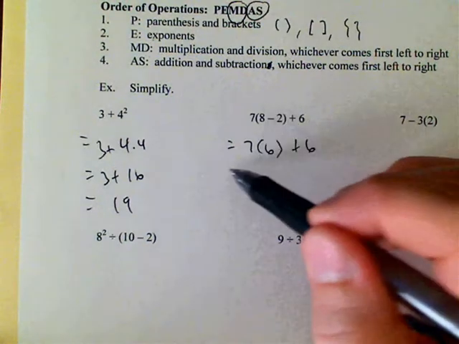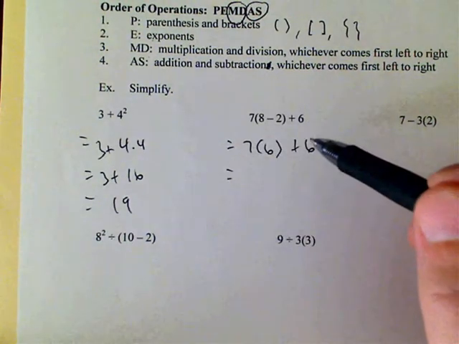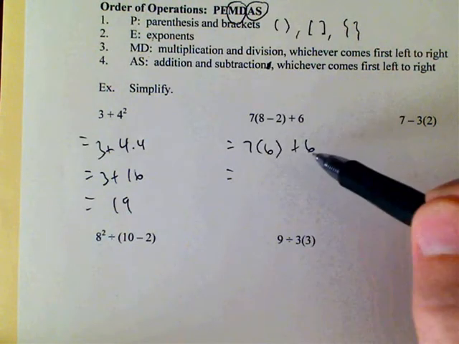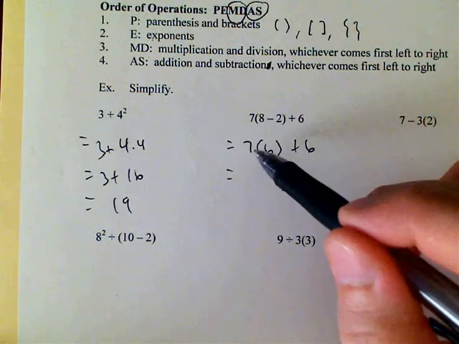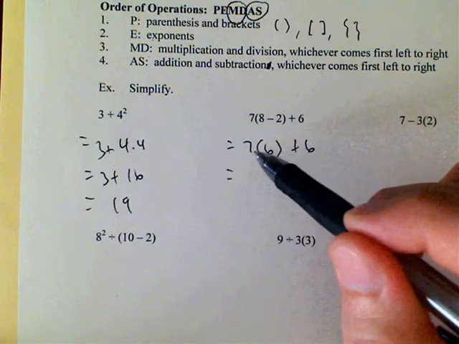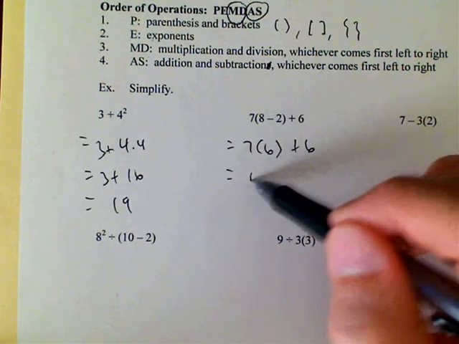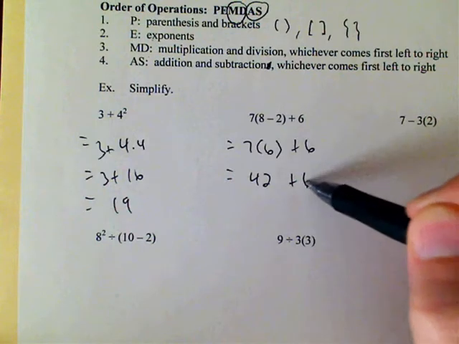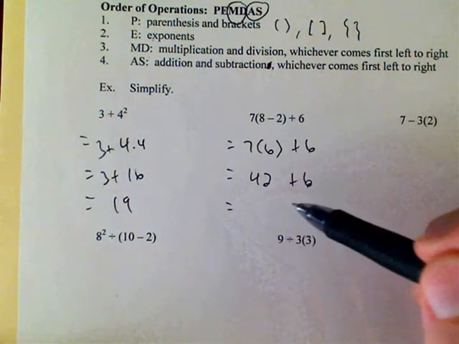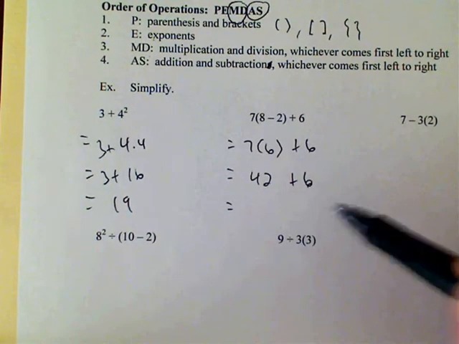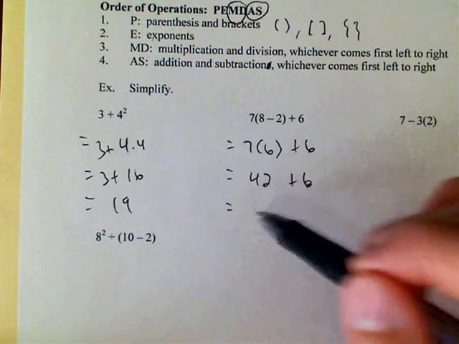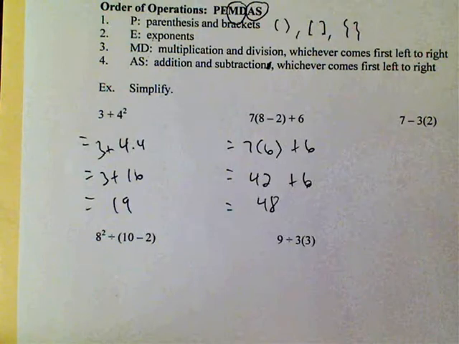I show everything step by step. I leave nothing out. What we're doing is we're trying to make this long problem into a shorter problem, and now we have a shorter problem, and we have multiplication, we have addition. Multiplication comes first. 7 times 6 is 42. Notice I'm bringing down the plus 6. I'm not leaving out any step. I'm not combining any steps. When you get the hang of these, you can, but until you get the hang of these, don't leave out any steps. 42 plus 6 is 48.